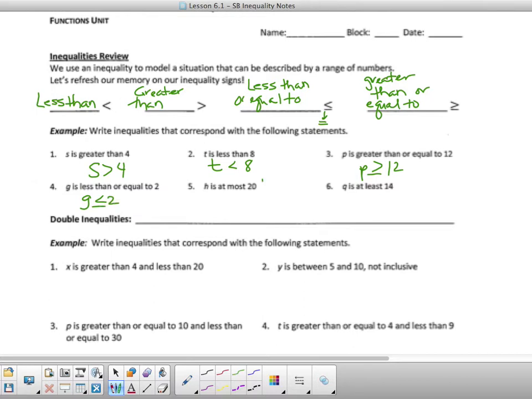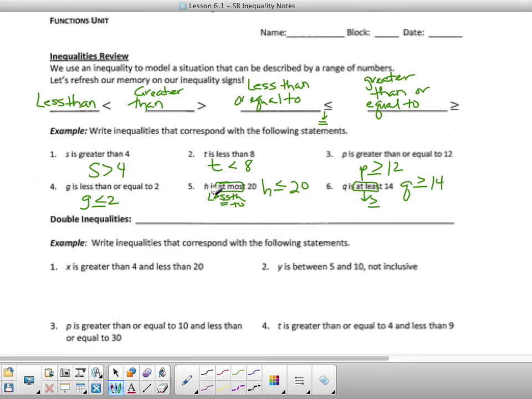And here I have H is at most. When I see at most, that's going to be the same as basically saying less than or equal to. So therefore it will be less than or equal to 20, and at least is going to be the same as my greater than sign or equal to. So therefore Q is greater than or equal to 14, meaning the same as Q is at least 14.